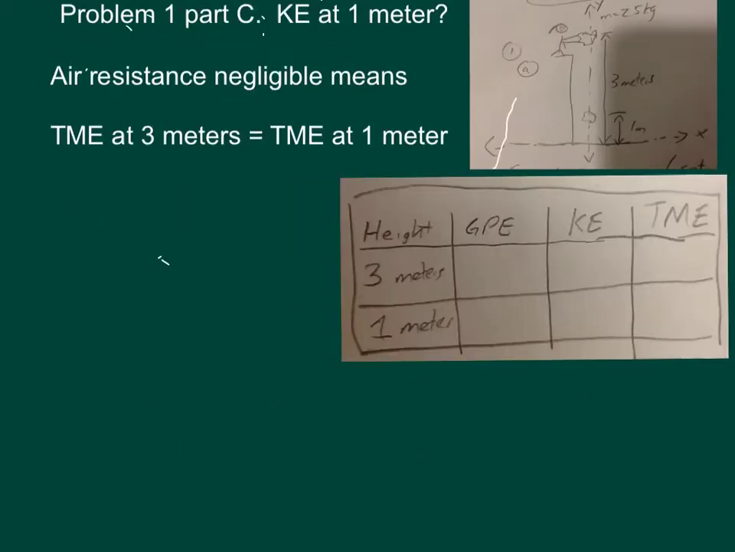Okay, so part C asks for the kinetic energy at 1 meter, and I'm sure some of you are shaking your head at first because you look at the kinetic energy equation. It requires you to know speed, and I don't give you the speed. So we have to approach this a different way.